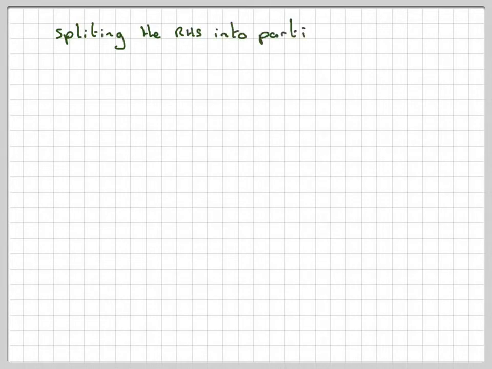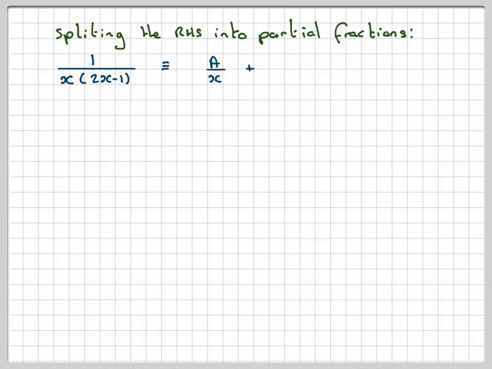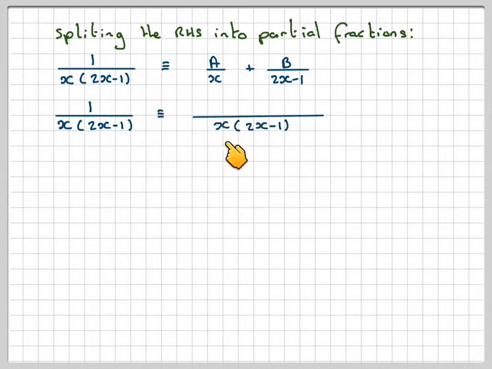Now, if we split the right-hand side into what's known as partial fractions, we'll have to do a little side working here, in blue, a different colour. 1 over x times 2x minus 1 is equivalent to a over x plus b over 2x minus 1. And therefore, if we make the same denominator x times 2x minus 1, that means a has to be multiplied by 2x minus 1 and b by x. So that means 1 has to be equivalent, because the denominator is the same, to a times 2x minus 1 plus bx.